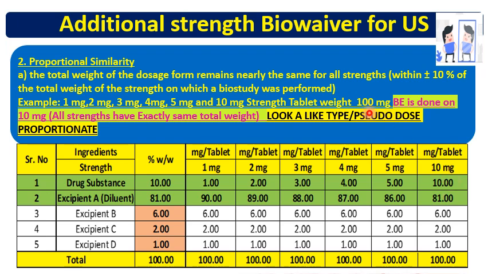So this is the meaning of the sentence. The total weight of the dosage form remains nearly the same for all strengths. In this type of example, you can get the bio-waiver because the tablet weight is similar and only the API weight and diluent weight is changed. So the tablet will be look-alike in appearance, and the formula is called as look-alike formula or pseudo-weight proportionate formula.